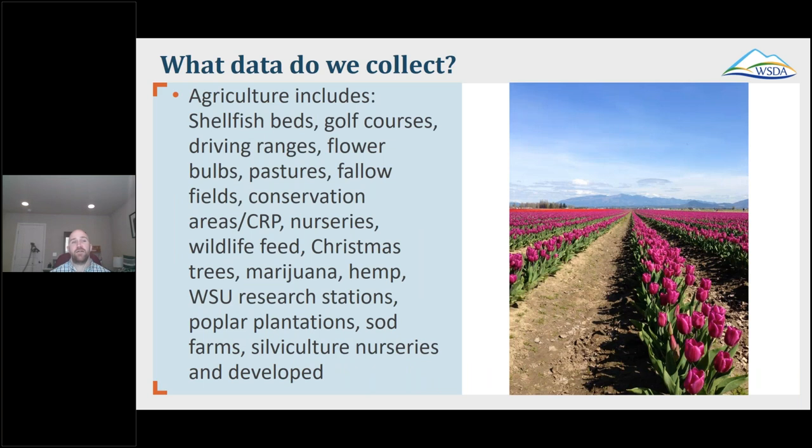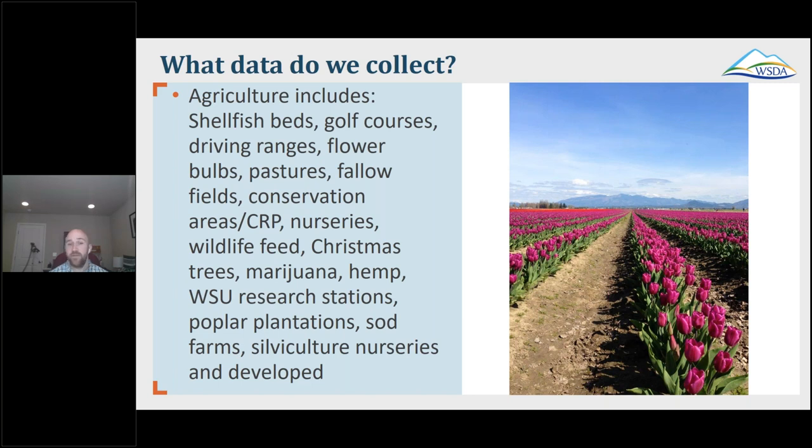So what does agriculture include? You might think of agriculture as apples, potatoes, cherries, and corn, but we include quite a few other categories that you might not think of as agriculture, and they really aren't agriculture in some ways. I have a list here of just some of them. We do include shellfish beds in our data.